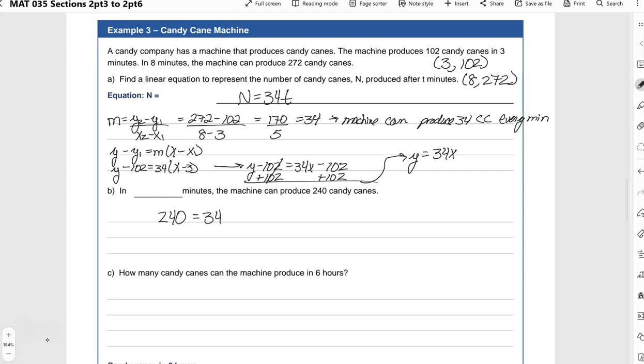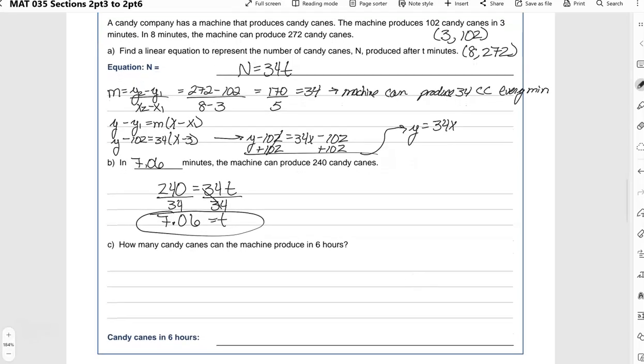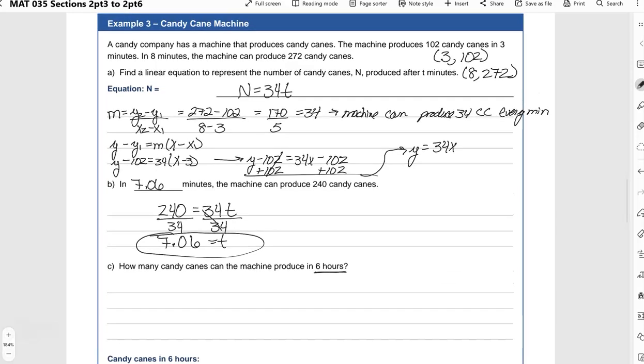And then we're looking for t or x, whichever variable you want to use. I'll use t. So we're going to divide by 34. So t equals 240 divided by 34 is 7.06. So a little over 7 minutes to produce that many candy canes, 240. And then C is asking, how many candy canes can the machine produce in 6 hours? So we got to be careful because all the original time was in minutes.